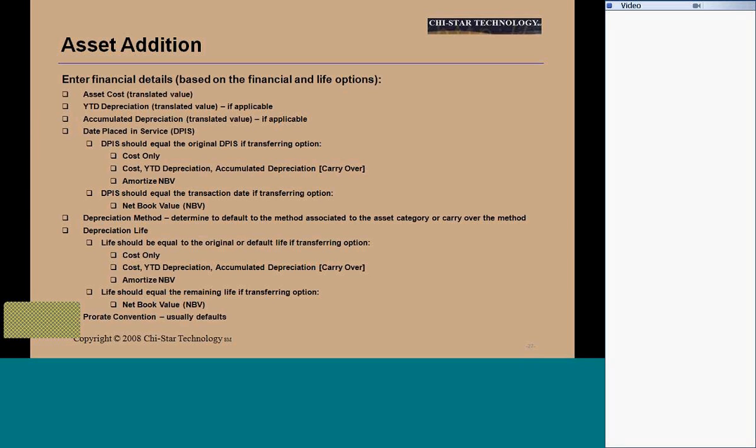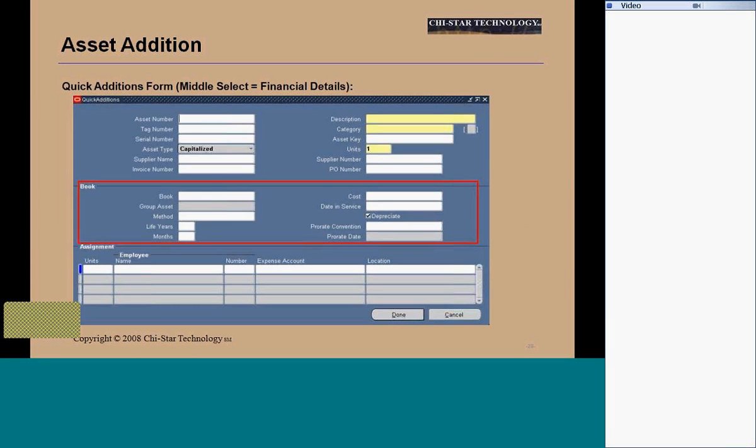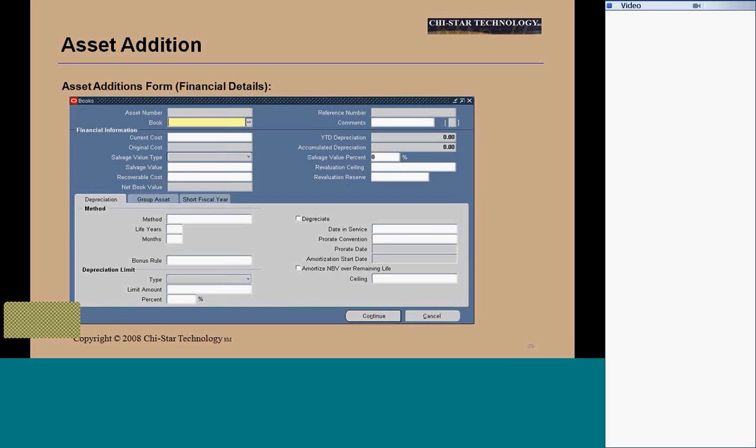I need to enter in my depreciation method, my life, and again, my life option depends on financially how I'm going to bring that asset over, and my prorate convention. On the quick additions form, the middle section is where I will calculate most of that financial information. On the detail additions form, I have a separate form where I would calculate all of that information. Note on here, I could put in the year-to-date accumulated depreciation. I do not have those fields on the quick addition side.